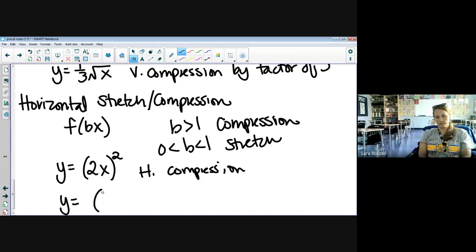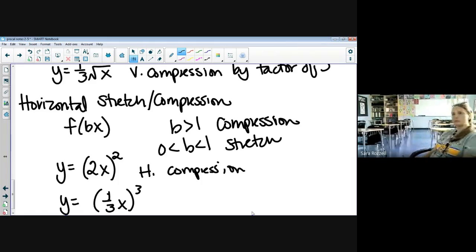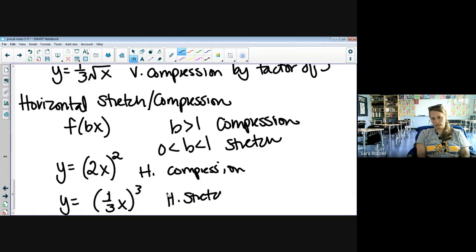And one more. Let's go with 1/3 x cubed. Is this a horizontal stretch or compression? Horizontal? It'll be a horizontal stretch, right? So really all you need to know is if the number is inside of the parentheses or inside of the operation with the x, that's going to be horizontal. If it's outside, that's going to be vertical.